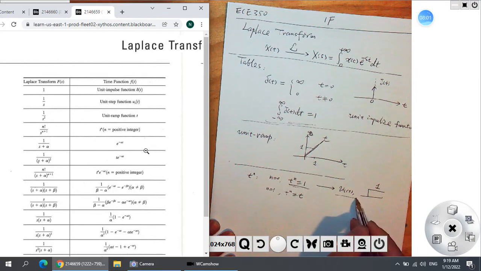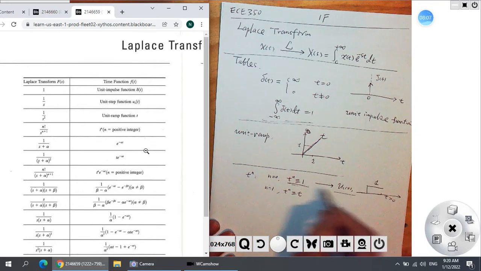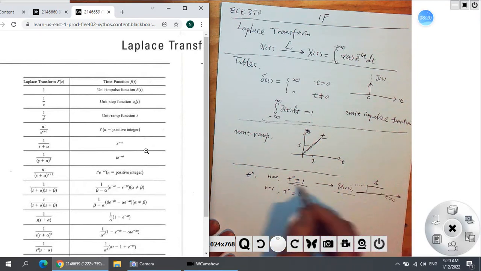These two are the same for t positive. For the negative side, they are different. On the negative side, this one is 1 on both sides, right? This one, u_s(t), for negative it is 0, but for the positive side they are the same.